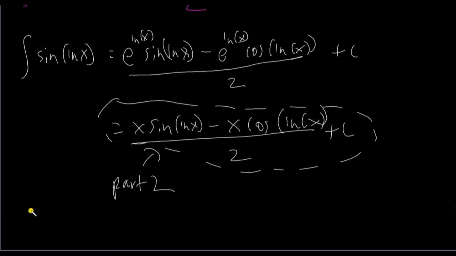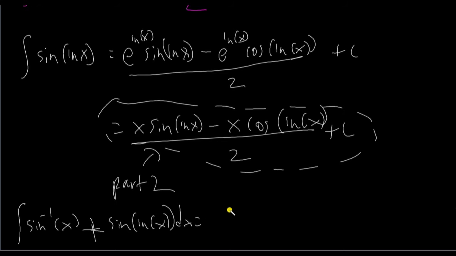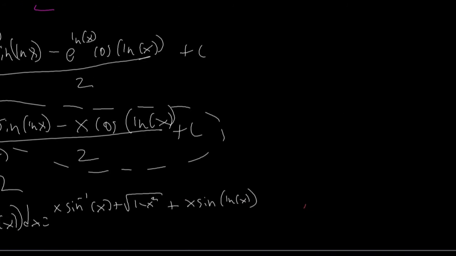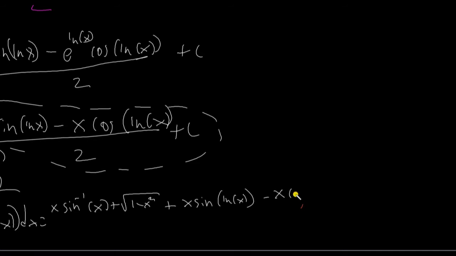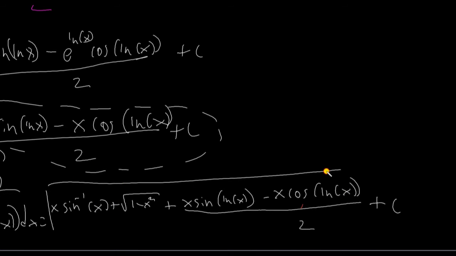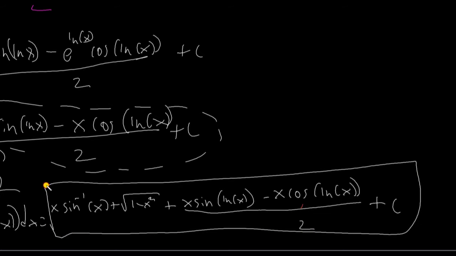And then we're going to have the integral of the inverse sine of x plus the sine of the natural log of x dx equals, okay, let's see if I can fit this under one line. X inverse sine of x, this is the first part, plus square root of 1 minus x squared, plus, and then the second part, x sine of ln x minus x cosine ln x, all of that over 2 plus c. Okay, so this is part 1, this is part 2, put both parts together, and now we have our final answer for question 1 part 2.